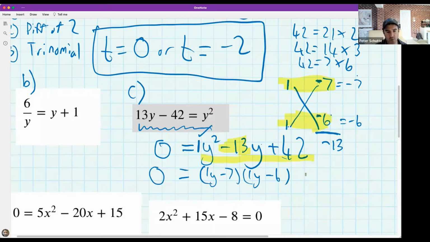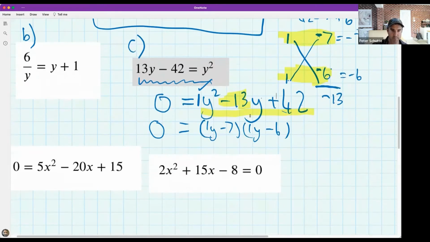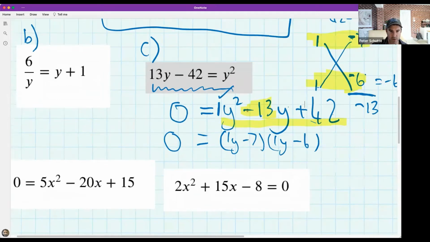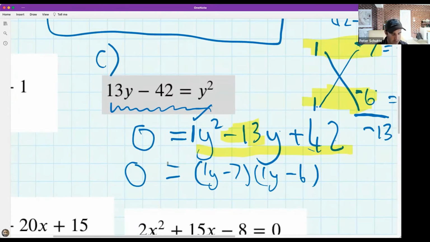And just to show you I haven't made this up, that it really is, I'm telling you the truth here. If you multiply this out, 1y times 1y is 1y squared. 1y times minus 6 is minus 6y. Minus 7 times y is minus 7y. And a negative times a negative is plus 42. So that does actually work. I've told you the truth, but I've taken a bit of time to do that.